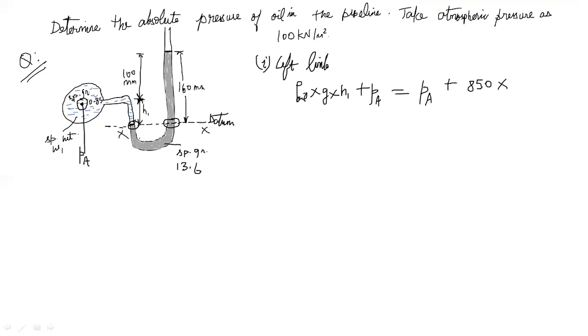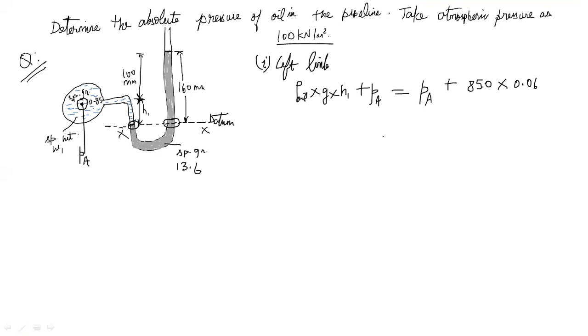So by this figure, by simple geometry, we can see that this whole height is 160, out of which if you subtract 100, then you are left with 60 mm. Now, since this is in kilonewton and meter square, try to convert everything into meter. Okay, so 60 mm is nothing but 0.06 meter. This is my pressure in the left limb of the datum.